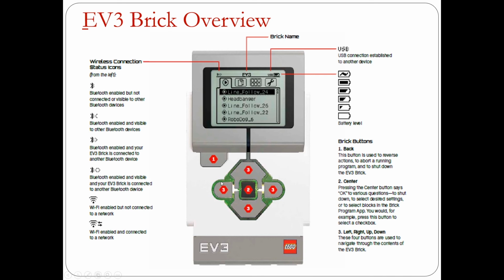Next, we have number three over here. These are the navigation buttons. If you want to press up or go up, you have to press here, left, right, and down. It's used to navigate through the contents of the EV3 brick controller.